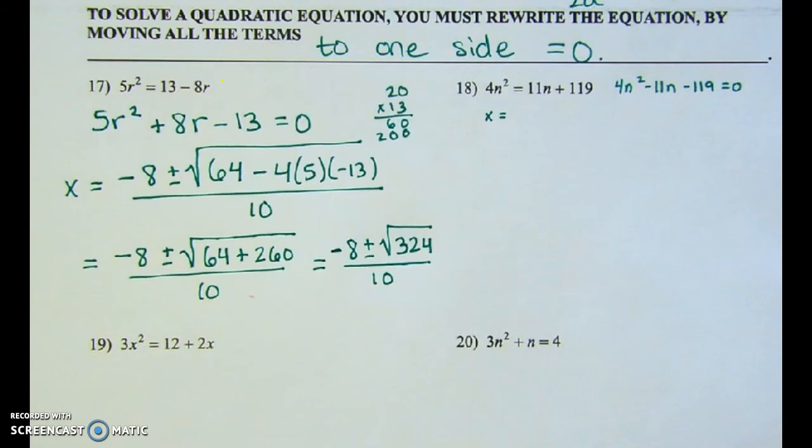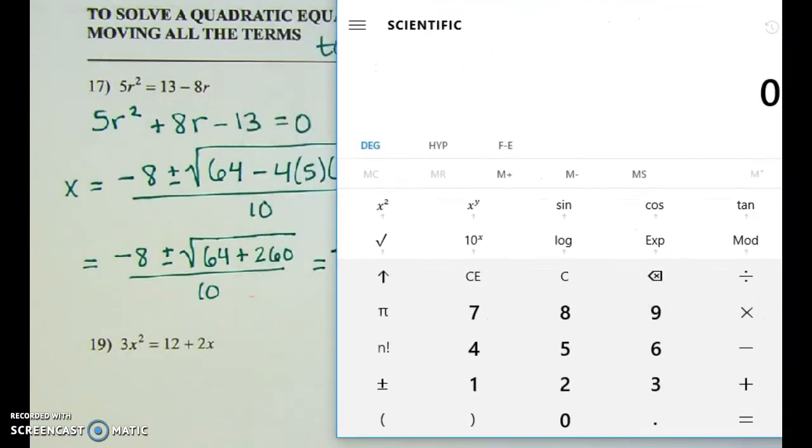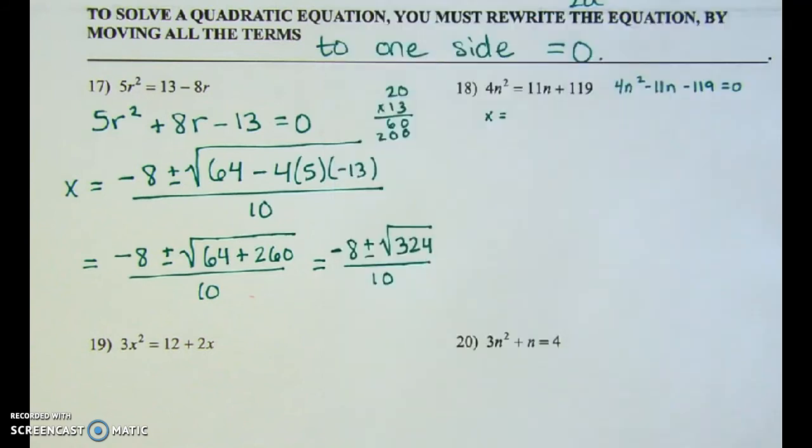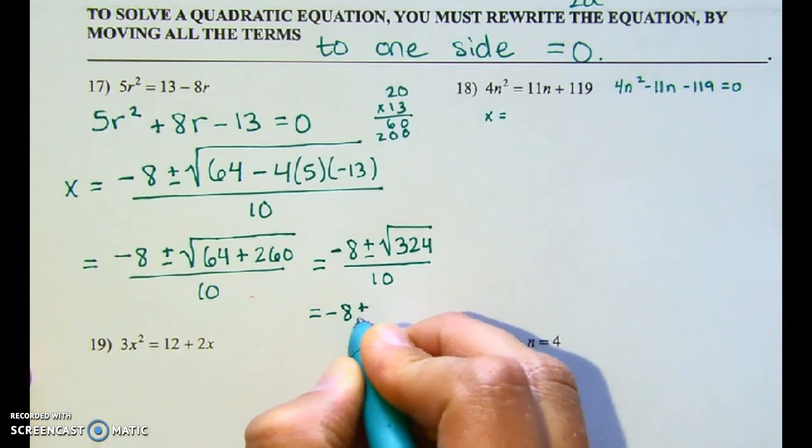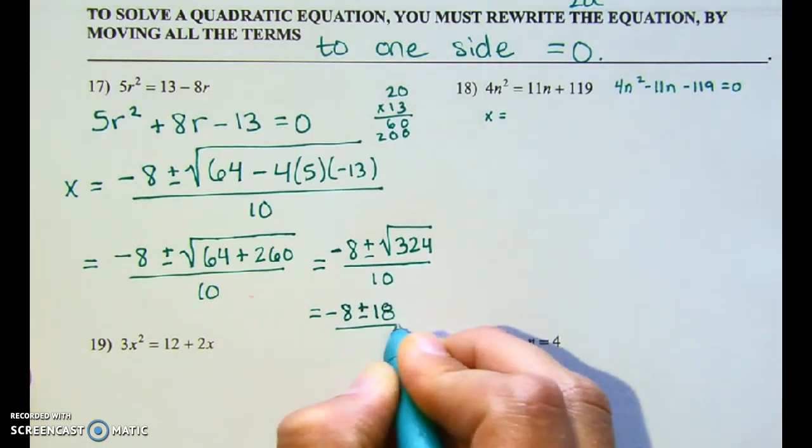Do you guys know what it is? Look it up or use a calculator. Look, I'm gonna use a calculator, okay? It's been a long day. 18. I knew that, but I just wanted to show you how to use a calculator. Negative 8 plus or minus 18 all over 10.